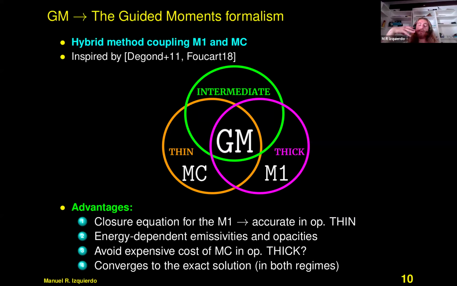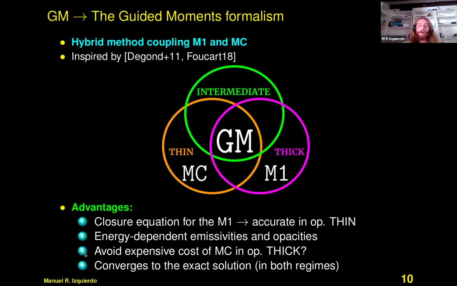Because we are evolving this Monte Carlo, we can reconstruct this distribution function. So we could, in principle, compute accurate emissivities and opacities with this distribution function, accurate in the sense of energy accurate, and we could provide them and make our M1 also energy dependent, which would also make it much better. And even when we rely on this M1 solution, it would make it better.